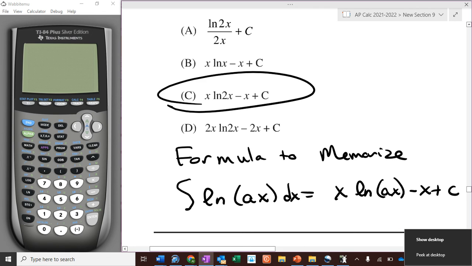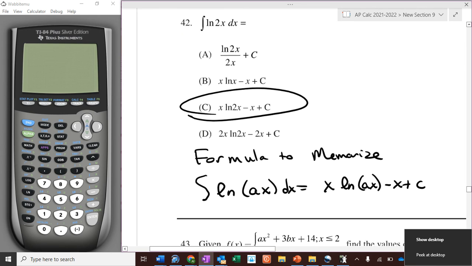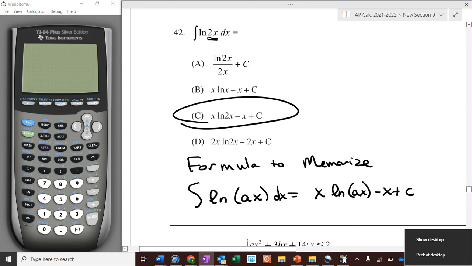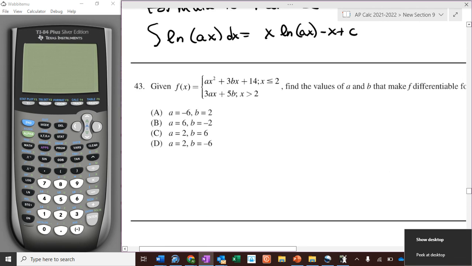Where does the 2x come from? The 2x is from the original problem. Well, why are you saying that? Because the integral of ln of 2x equals x times the ln of 2x minus x plus c. Because a is 2. All right, let's move on.